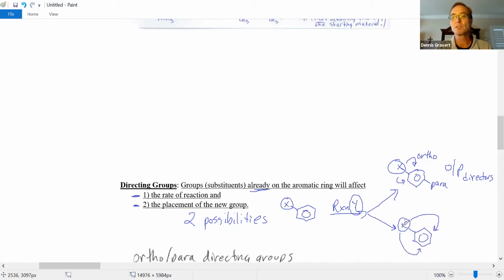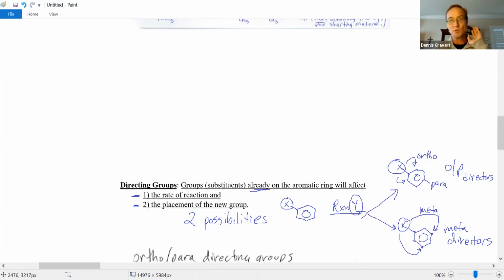So where this group is located, it says, hey, new group, group Y, go sit at the benzene hexagon table, meta to myself. And we call those meta directors. Yeah, that makes sense. Meta directing groups. Those are the 2 possibilities.